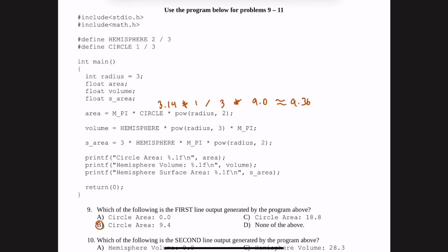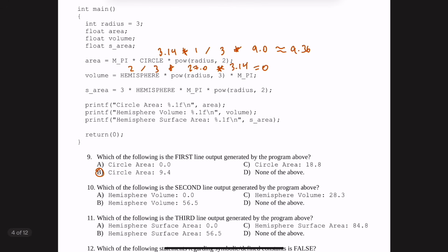All right, now we're going to look for volume. So volume is going to be hemisphere, 2 divided by 3, times radius cubed, 27.0 times mpi, approximately 3.14. So again, all these operators are the same precedence, so we read it left to right. So 2 divided by 3, an integer divided by a larger integer, is always going to be 0. So 0 times all that is going to be 0. So our answer for 10 is A.